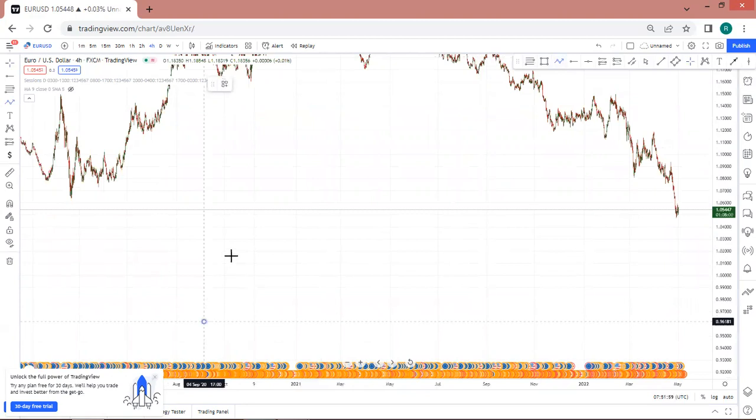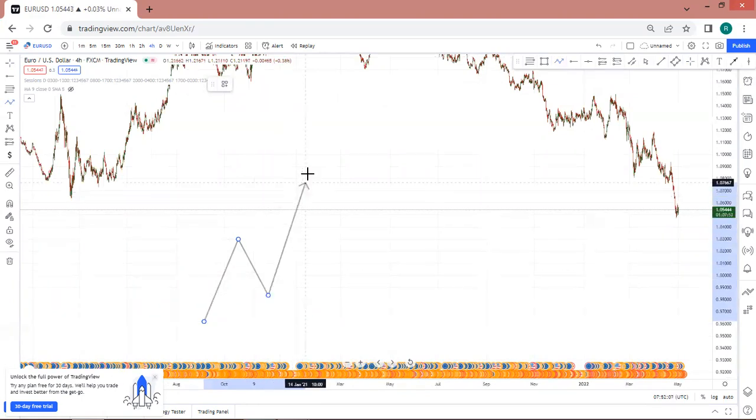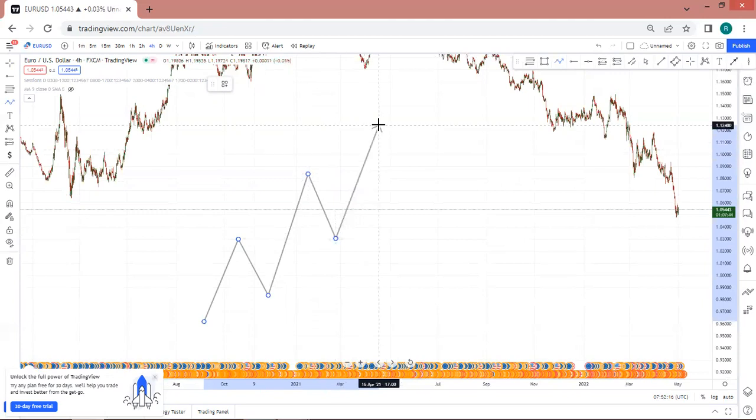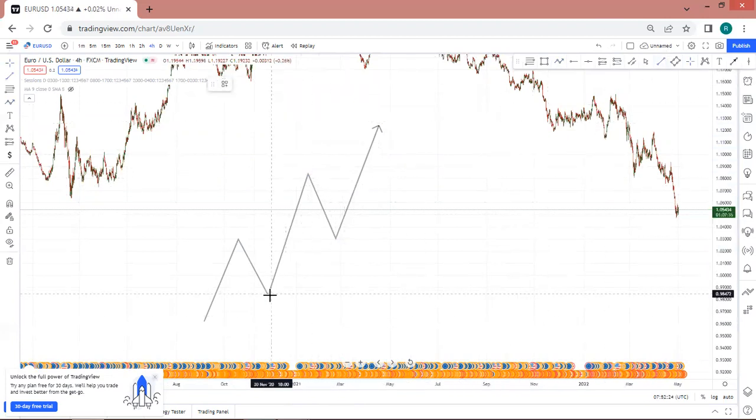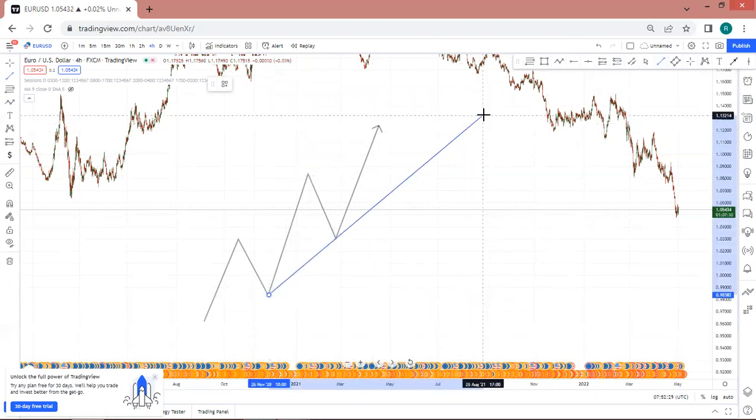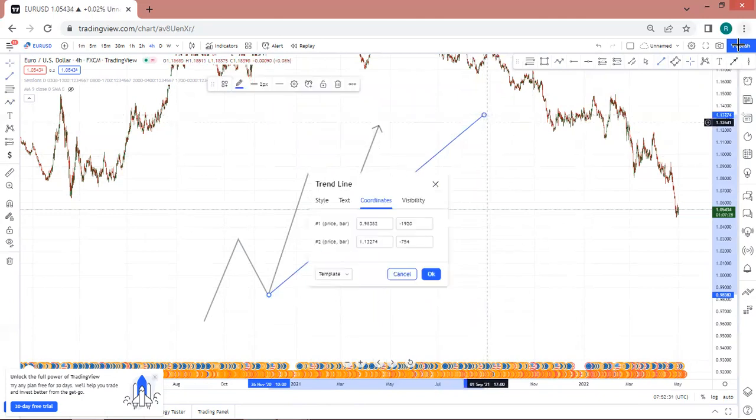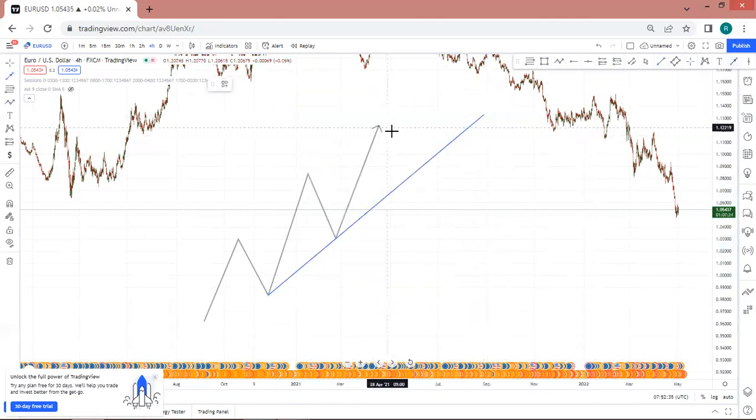If we have something like this, do we all agree with me that this is an uptrend? You all agree with me that this is an uptrend. So how do we draw our trend line? We draw our trend line like this, right? So we are expecting what? Maybe later in the future, the market should come back to this point here, right?